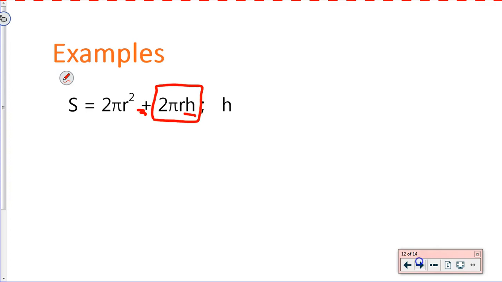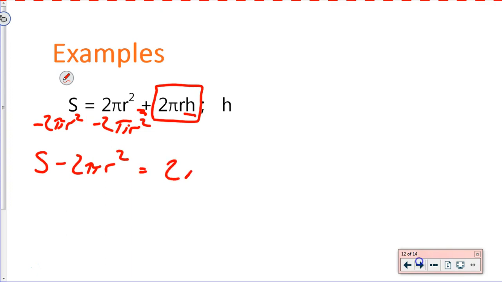The opposite of adding would be subtracting! So I'm going to subtract 2 pi r squared from both sides. So my new equation is S minus 2 pi r squared is equal to 2 pi r h. Now we know that the 2 is multiplied by the pi, r, and h. So we have nothing but multiplication happening here. So the opposite of multiplication is division!